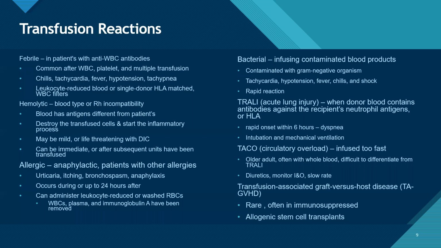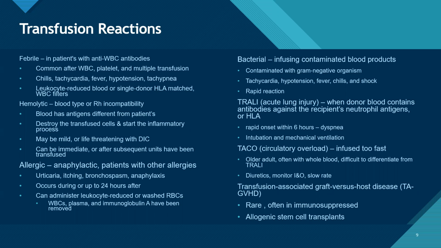It's a rapid reaction. Acute lung injury, circulatory overload, and graft versus host disease. TRALI is a lung injury, transfusion-related acute lung injury. They happen to have antibodies, the donor blood contains antibodies against the recipient's neutrophils. Okay. It's a rapid onset. They have shortness of breath. They often require intubation and mechanical ventilation because there is trauma and damage to the lung tissues.